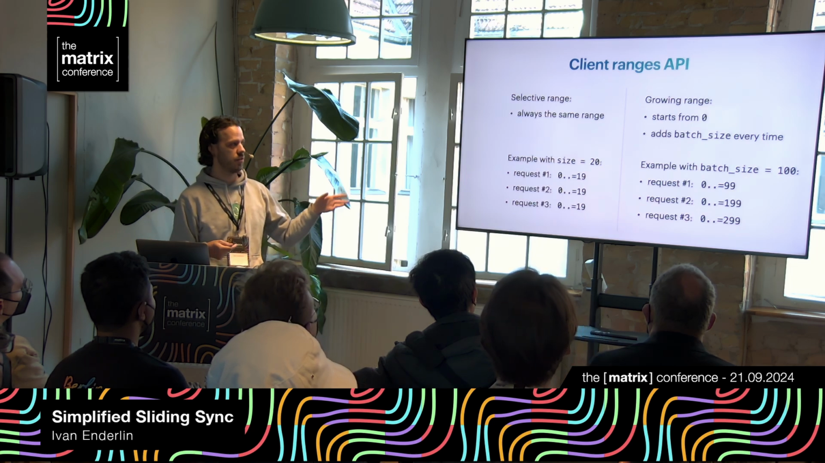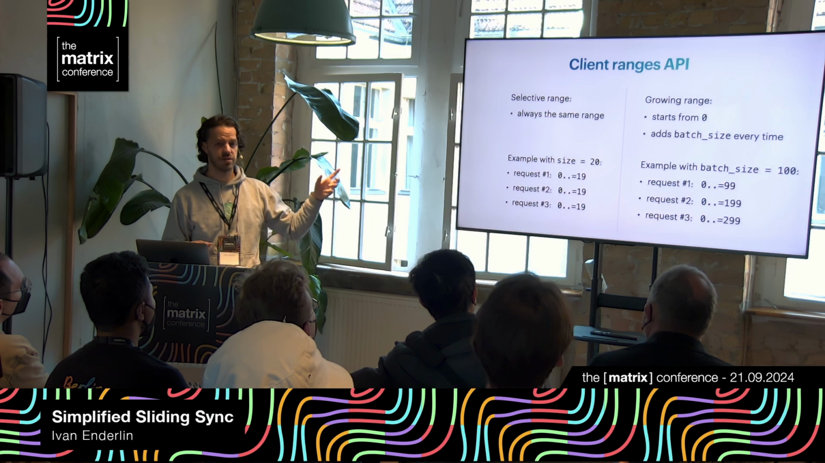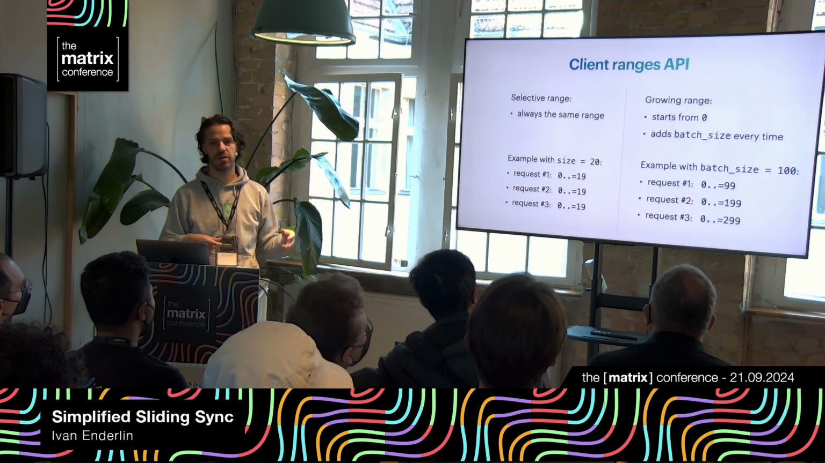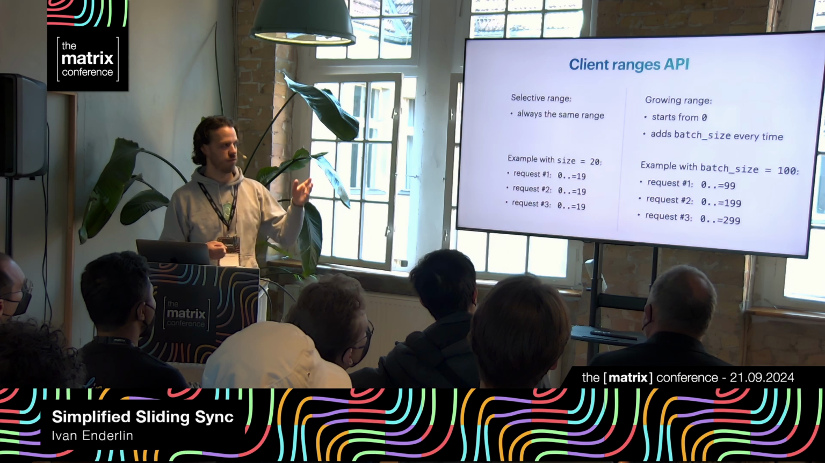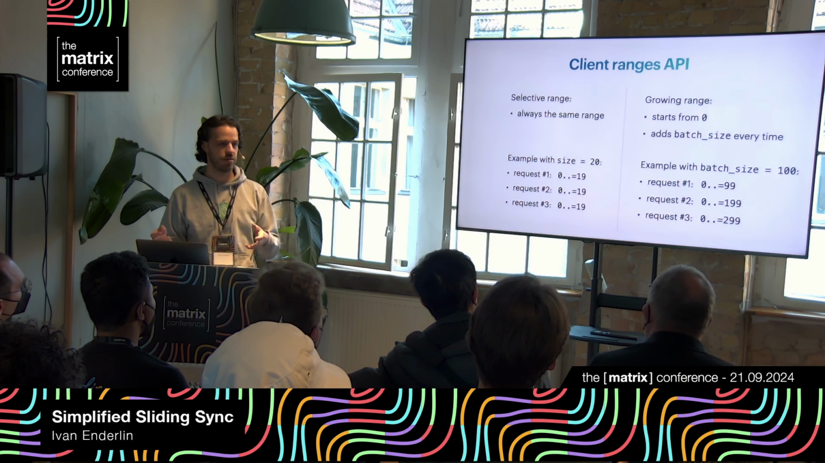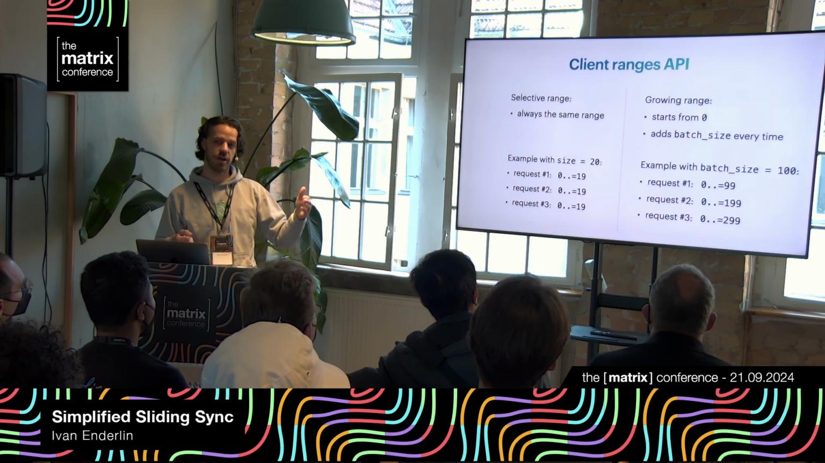And so, like I said, the selective range is a constant range. So if we say size 20 for each request, we're going to request 20 rooms. And for growing range, if we have a batch size of 100 for each request, we are going to add batch size.